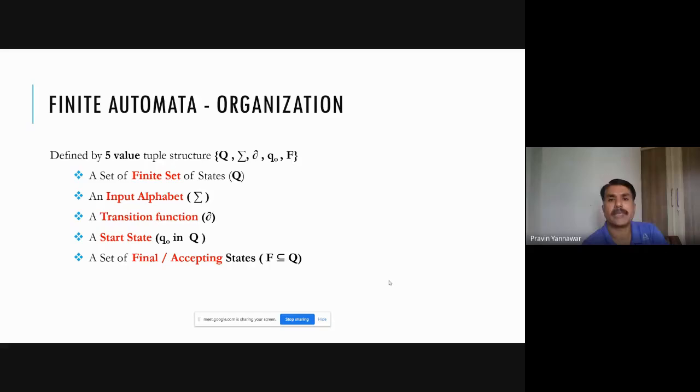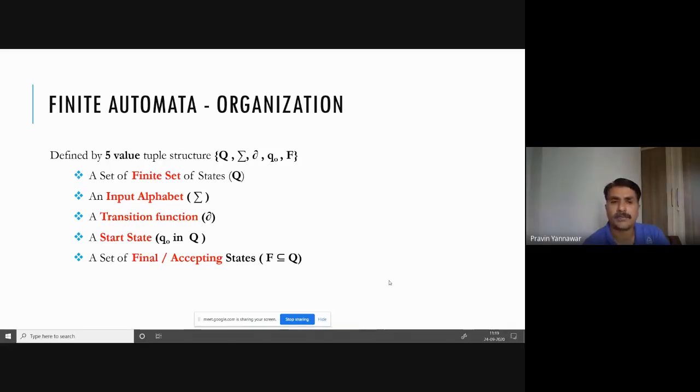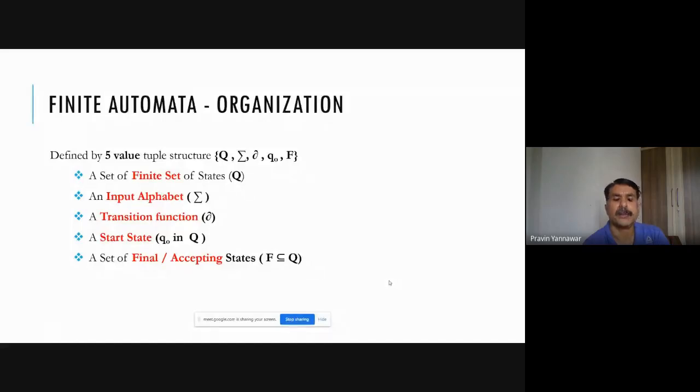So in the last lecture, we saw the introduction and the basic foundation building blocks that are required for understanding finite automata. The finite automata is represented by a five tuple structure, and that five tuple structure contains a set of finite states, an input alphabet, a transition function, a start state, and a final or accepting states. So every finite automata, whatever you draw, is defined by this five tuple structure.